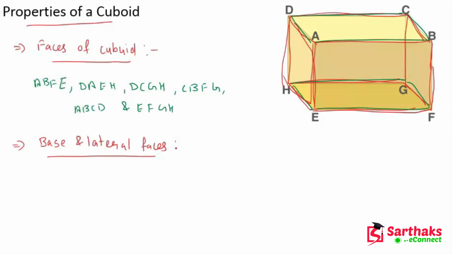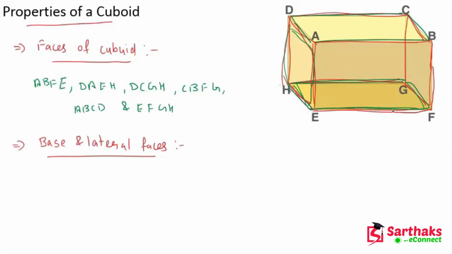Base and lateral faces. Any face of a cuboid may be called the base of the cuboid. The four faces which are adjacent to the base are called the lateral faces of the cuboid. Let's suppose here is HEFG. This face is like the base. So the adjacent faces of this base, we can say, are lateral faces.